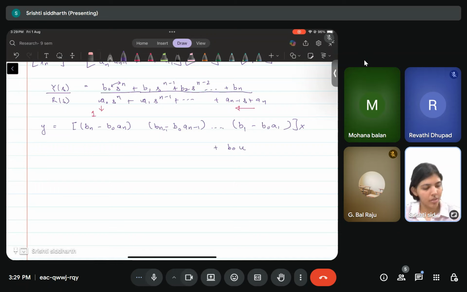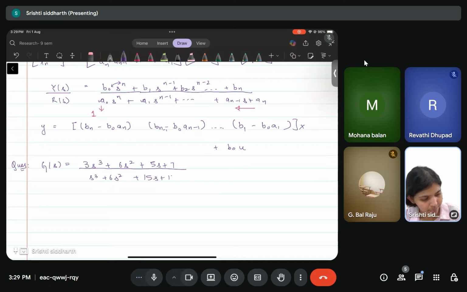Let's look at a question. G of s is 3s cubed plus 6s squared plus 5s plus 7 over s cubed plus 6s squared plus 15s plus 11. Okay, so you can observe that this is a proper function, not strictly proper.